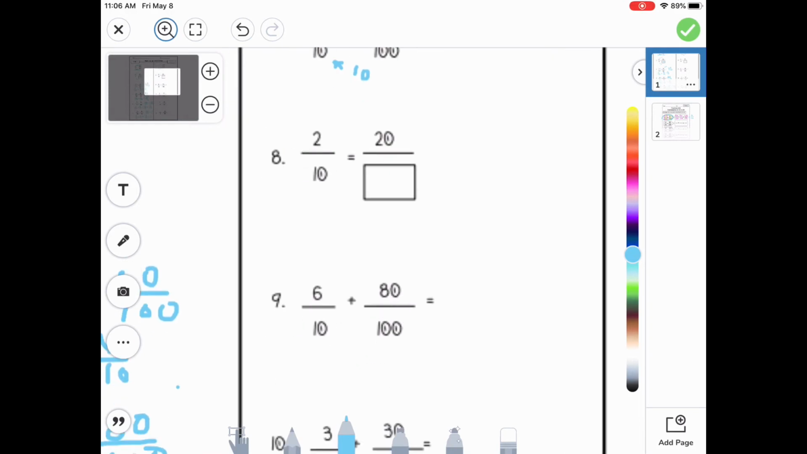Question number 8, same thing. I'm turning this into an equivalent fraction. How did I turn 2 into 20? I multiplied it by 10. Whatever I do to the top, I have to do to the bottom. 10 times 10 equals 100.